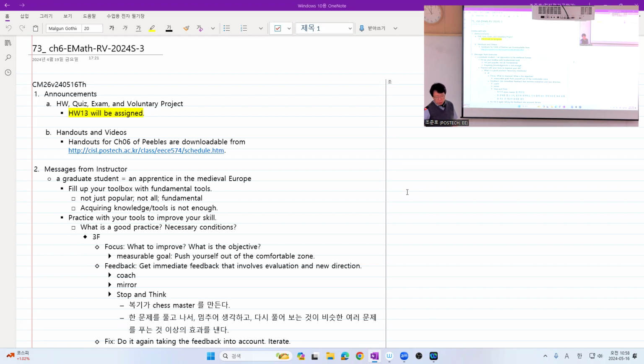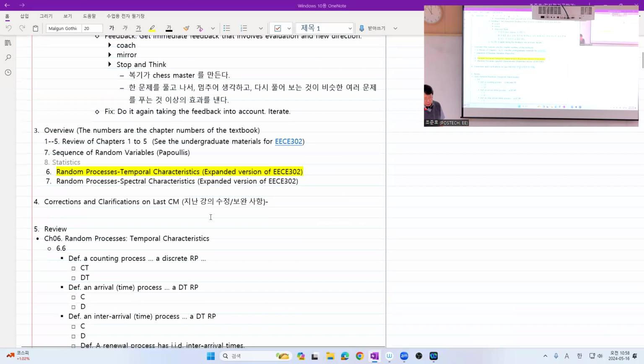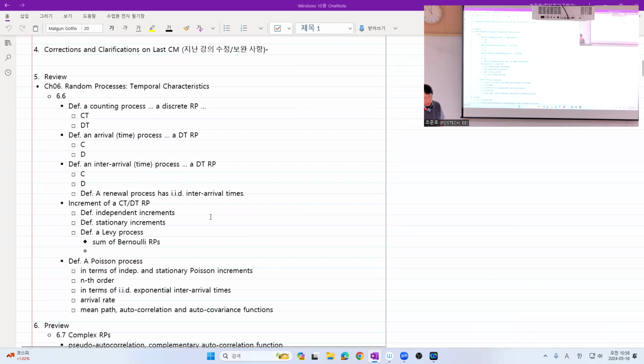We don't have much to announce this time, so I will directly review what we learned last time, and we'll have a very short preview, and we will delve into complex random processes. During the last two class meetings, we learned what a Poisson random process is and the definitions related to Poisson random processes.